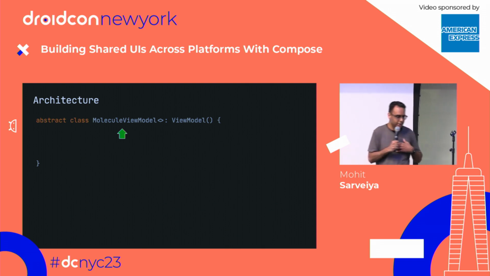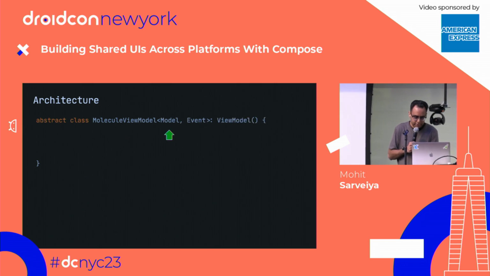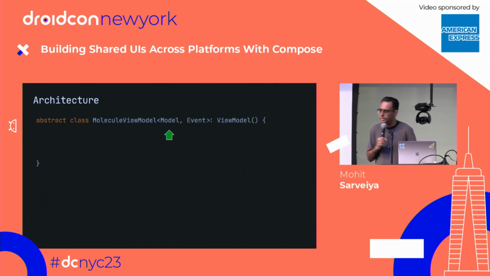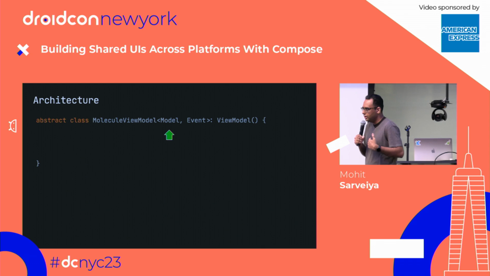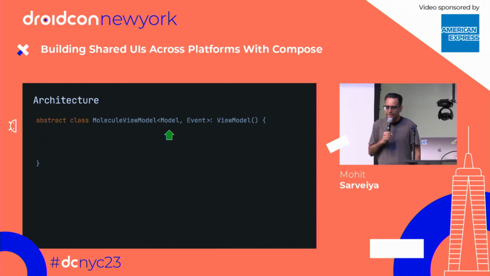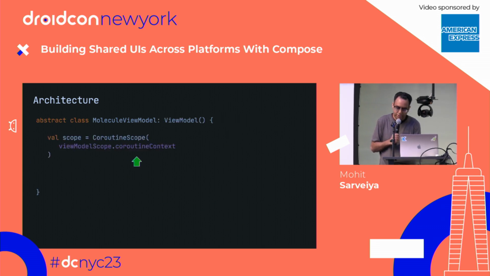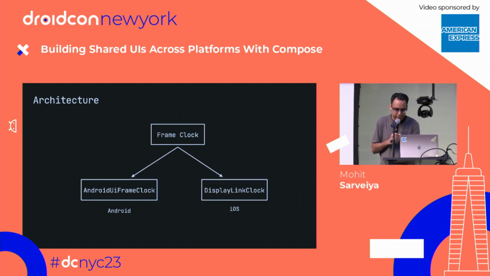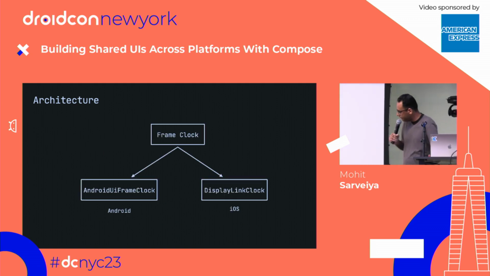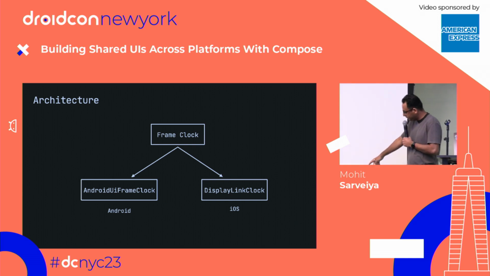So what I'm going to create for this presentation, something I'm proud of, that one of my colleagues created, shout out to him, Chris Horner from Australia, is an abstract Molecule view model. I want to be able to utilize this for any type of view model. Basically it's a model and an event. It's a coroutine scope that you create, and you add a frame clock to it. And this library provides you with a frame clock for iOS called the display link clock.